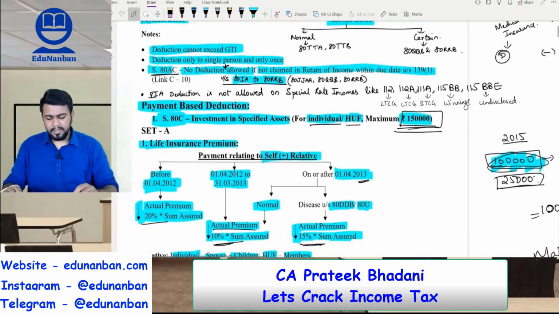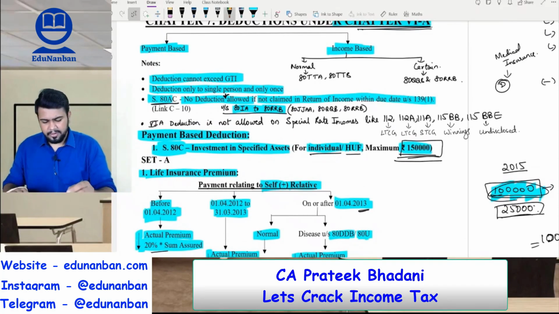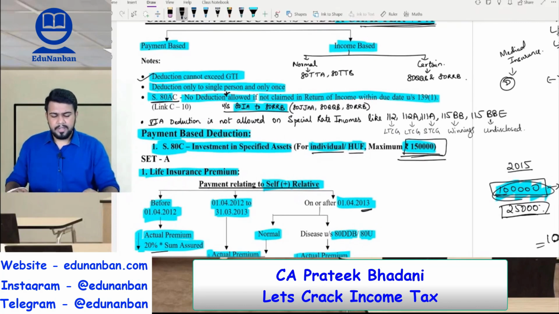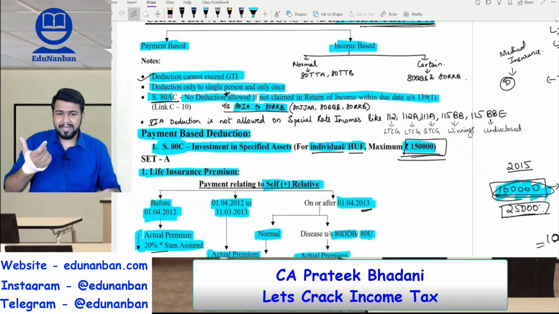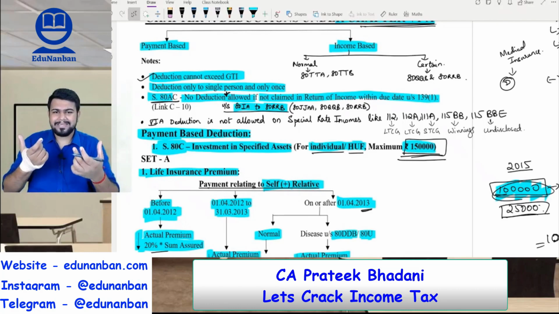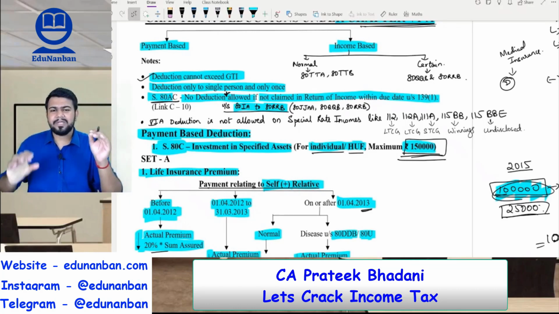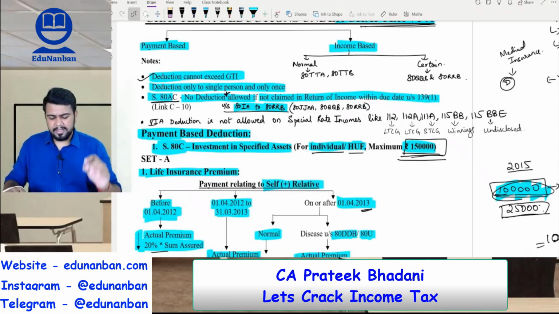Now, the first point about deductions is that deductions cannot exceed the gross total income. So if the gross total income is 5 lakhs but the deduction to be allowed is 6 lakhs, how much is the maximum that will be allowed? The answer is 5 lakhs, because the total deduction cannot exceed the gross total income.